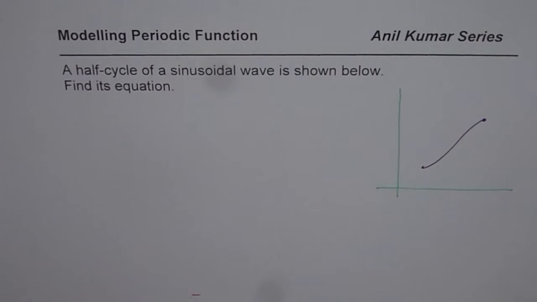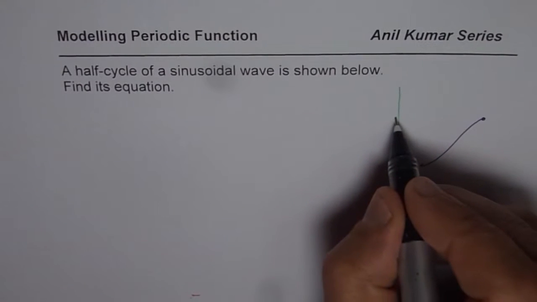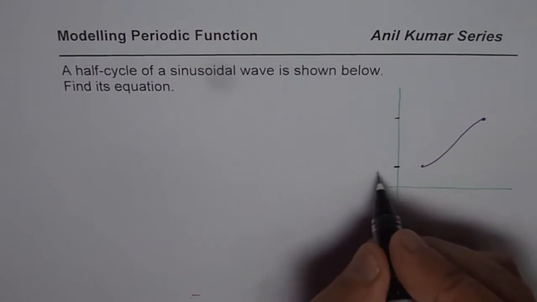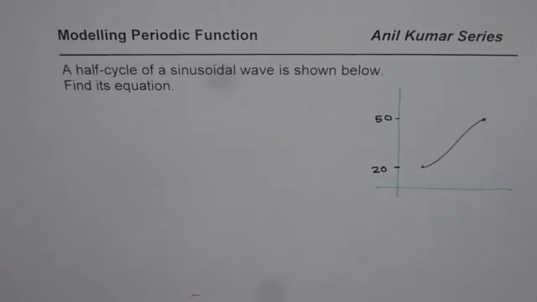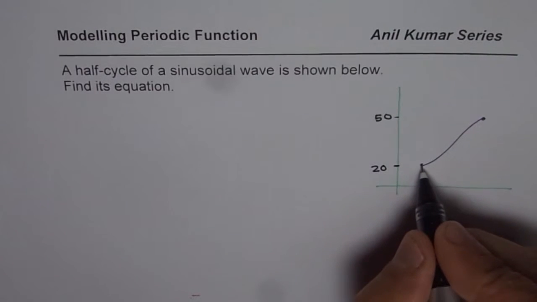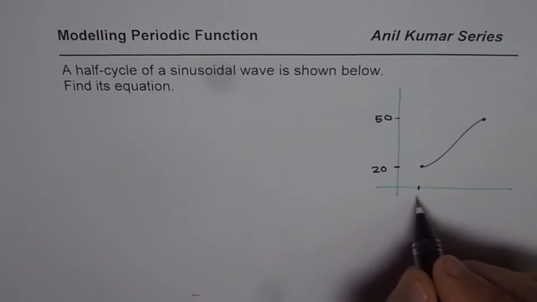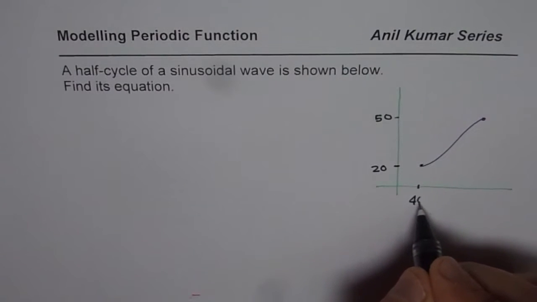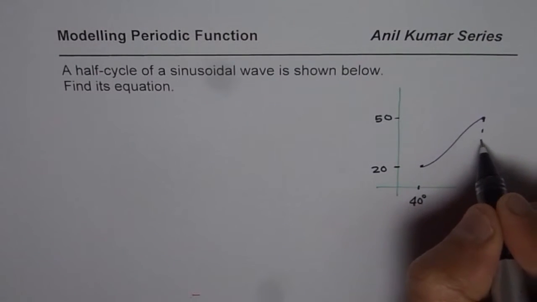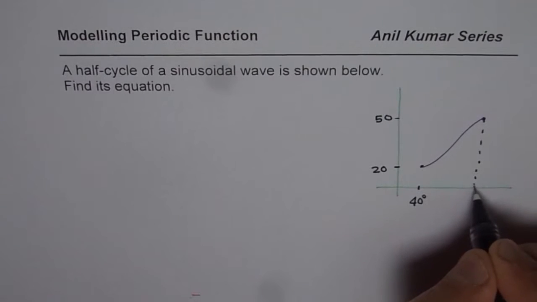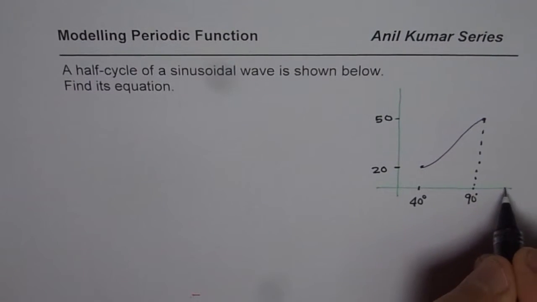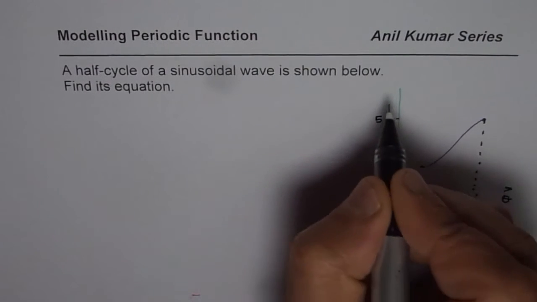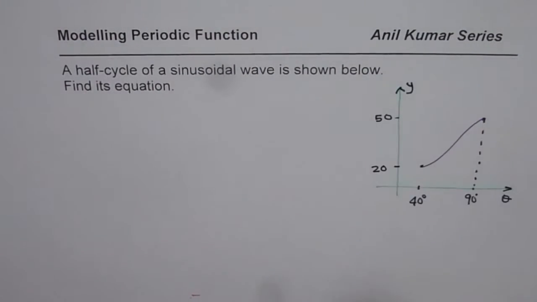So what we should do here is give a maximum value and a minimum value. Let's say the minimum value is 20 and the maximum value is 50. Now we also need to give some values for the x-axis. Let the starting point be in degrees. Let's say this is 40 degrees, and this point is 90 degrees. Okay, that's fine. So this is the angle theta for us, and that is the y value for the trigonometric function.